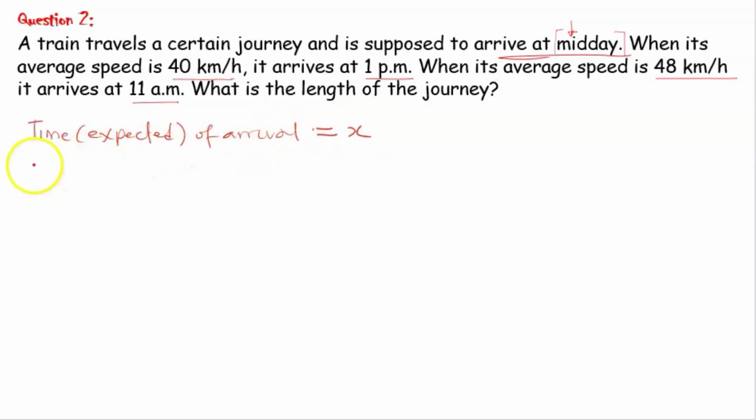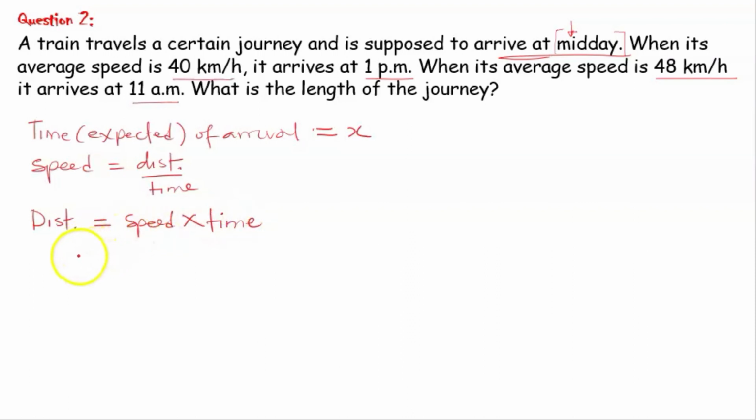All right. But I know that the speed is equal to distance traveled over time taken. Good. So if I make distance the subject, distance is equal to speed multiplied by time. All right. So the next thing I'm going to do now is, because the question is asking for the length of the journey, so they want to know the distance that this particular train covered on its sojourn.